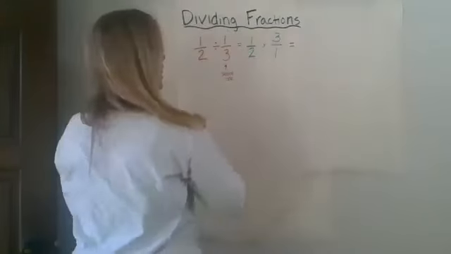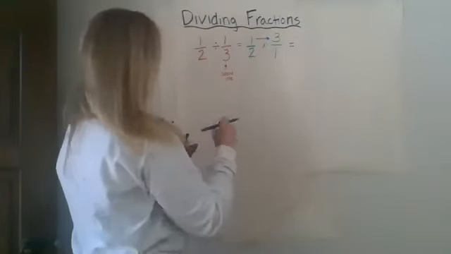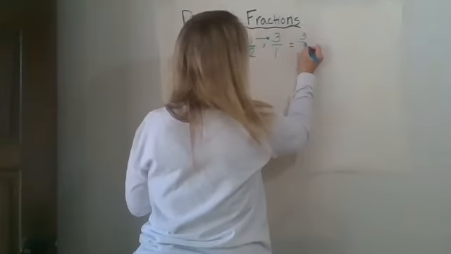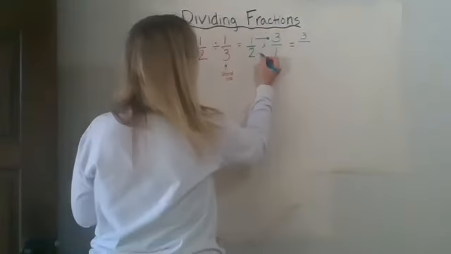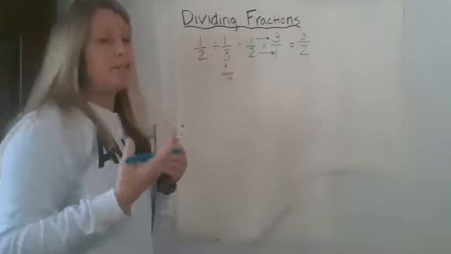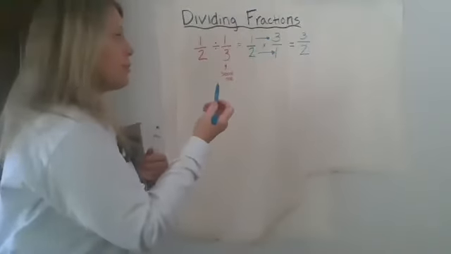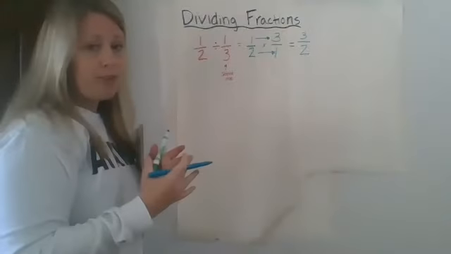And we will now take 1 times 3, which is 3. Then I'll take 2 times 1, which is 2. And my answer is 3/2. And if you watched the last video, we know this is considered an improper fraction.